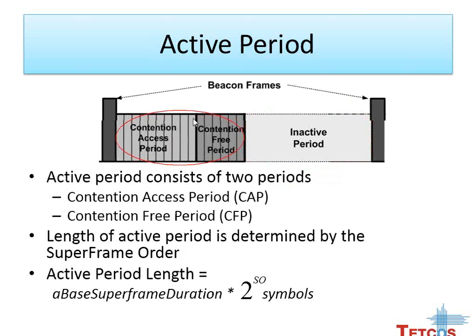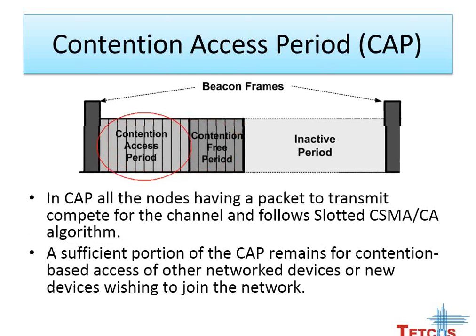The active period consists of two parts, that is the contention access period and contention free period. The length of the active period is determined by the superframe order. So in the contention access period, all the nodes having a packet would like to transmit, and hence they would compete for the channel. So this is performed according to the slotted CSMA-CA algorithm.